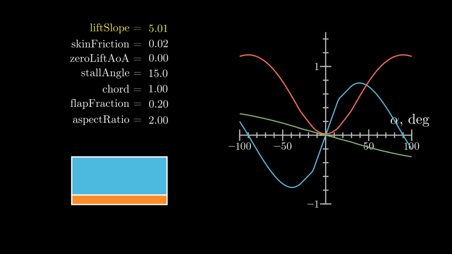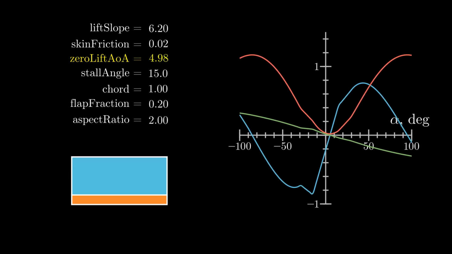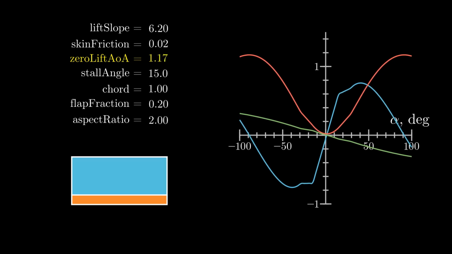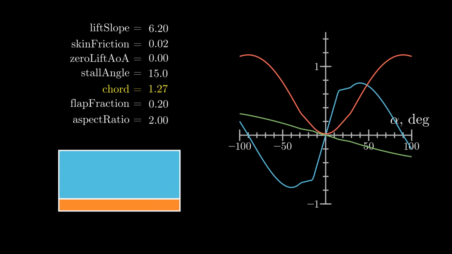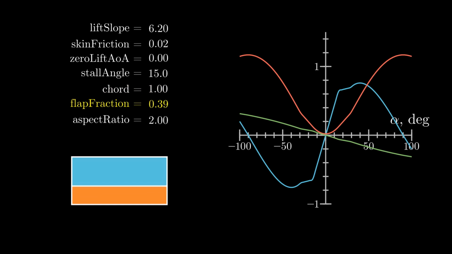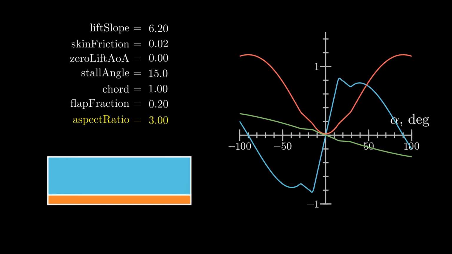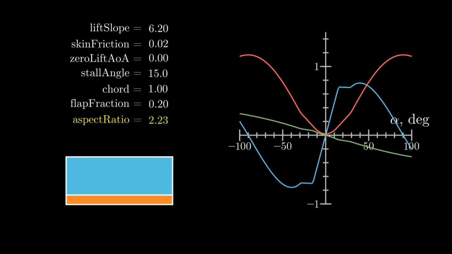Lift slope describes how much lift surface generates at low angles of attack. Skin friction coefficient determines how much friction the surface creates with the air. Zero lift AOA is an angle of attack at which surface generates zero lift. Stall angle is a critical angle at which stall happens. Chord is the length of mean chord in meters. Flap fraction is the size of control surface relative to the mean chord. Aspect ratio is the ratio of the surface area to the square of mean chord.